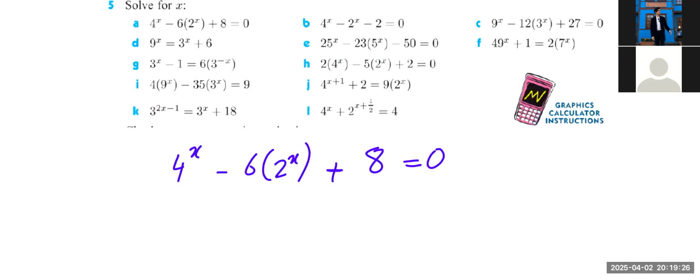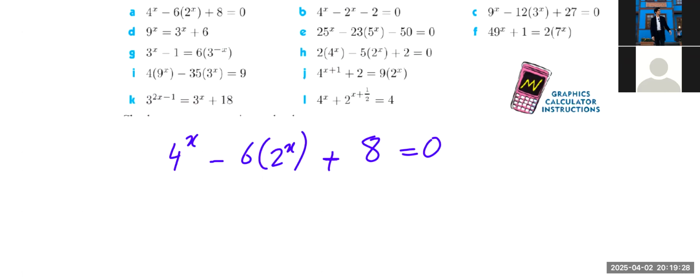How? What should I write 4 as to make it a base of 2 instead? So write 4 as a power of 2, like 2 to the power of 2. Exactly. So 2 to the power of 2 is 4, which makes it 2 to the power of 2x, right? Now, why did I do that?